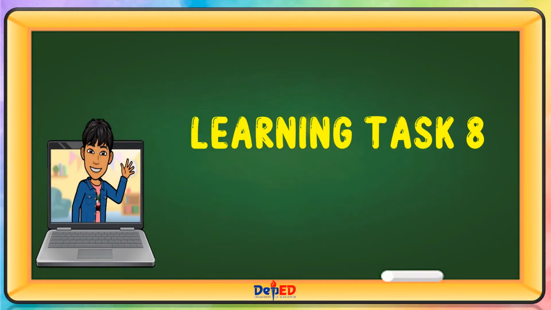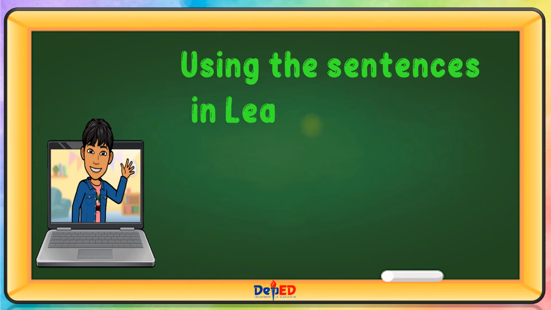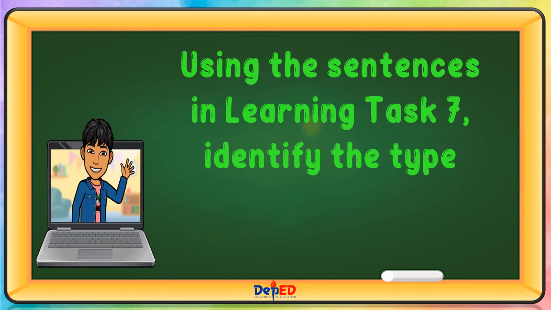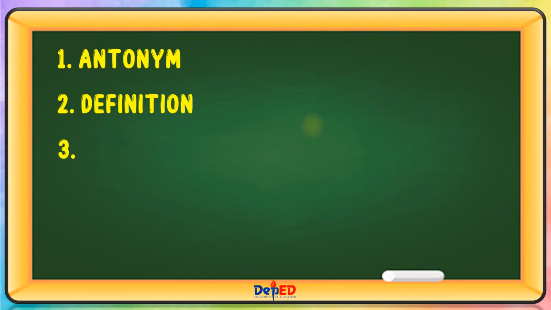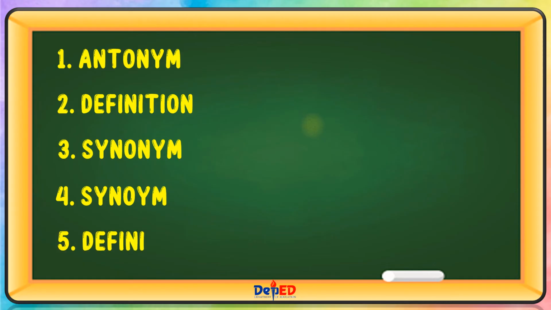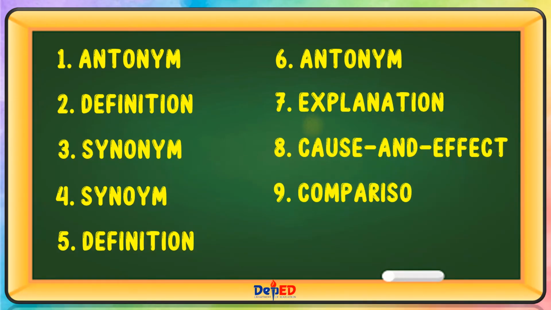Learning Task 8. Using the sentences in Learning Task 7, identify the type of context used in each item. 1. Antonym. 2. Definition. 3. Synonym. 4. Synonym. 5. Definition. 6. Antonym. 7. Explanation. 8. Cause and effect. 9. Comparison. And 10. Inference.